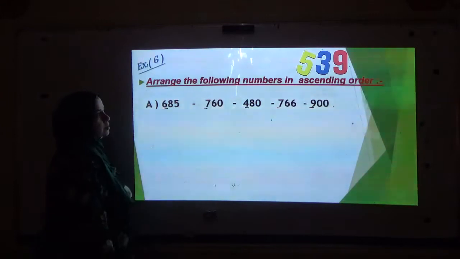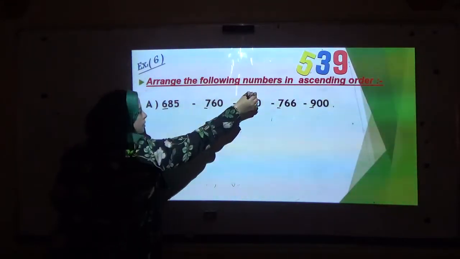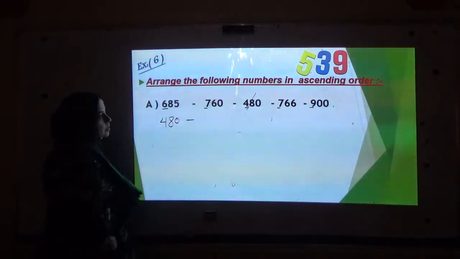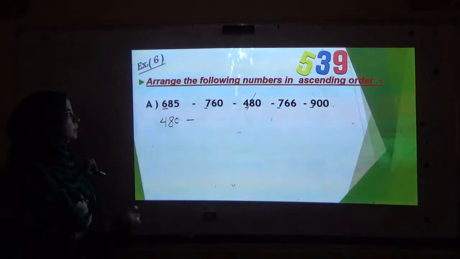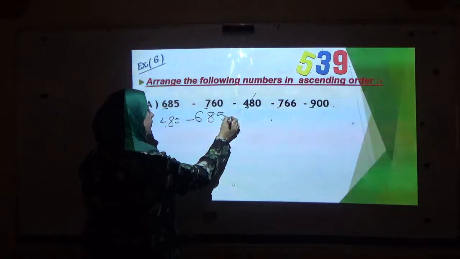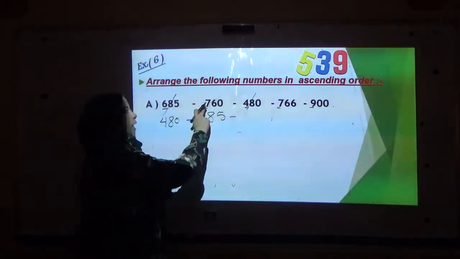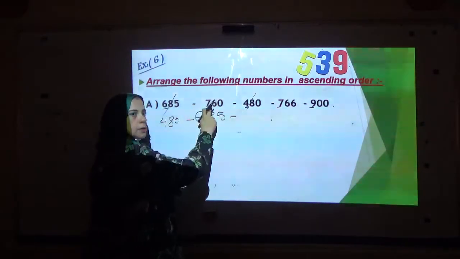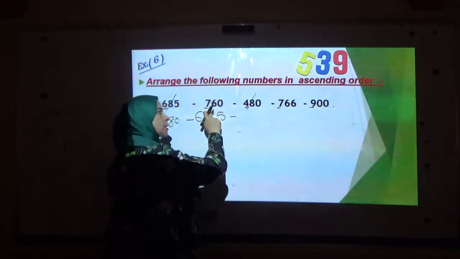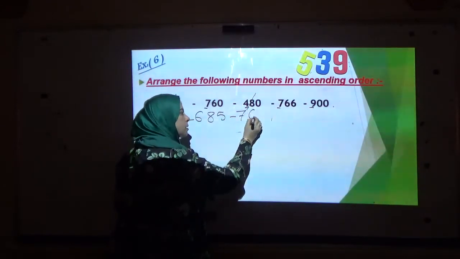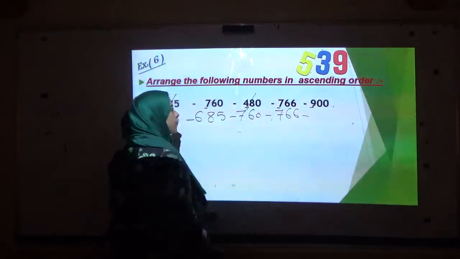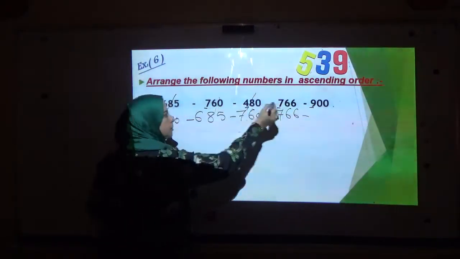Which number is smaller? Start from 480. Next, smaller, 685. Then I have 700s, 760, 766. So 760 is smaller than 766. Last number, 900.